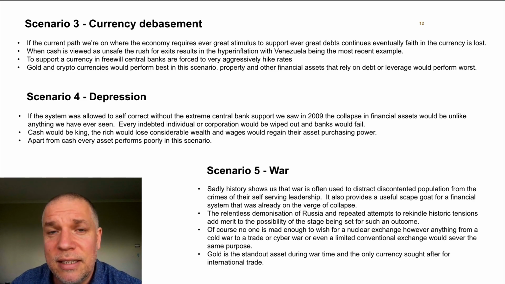Option 5 I've got here is war. Obviously this isn't anyone's pick or choice. The reason why I've got it though is it can happen.